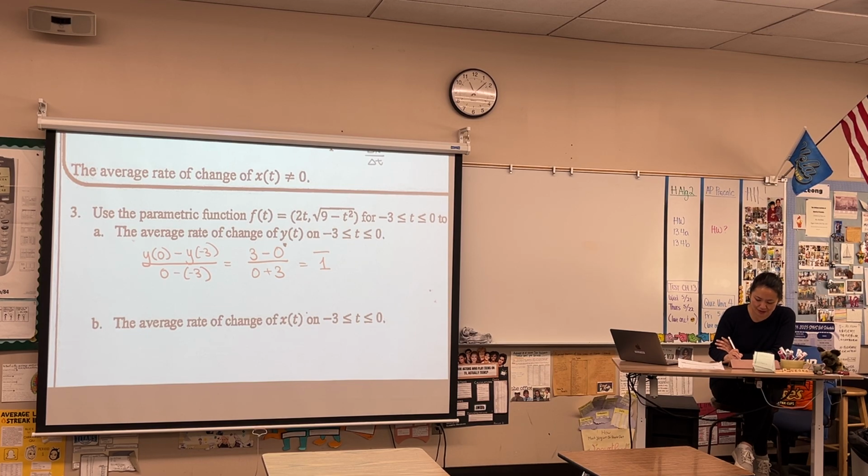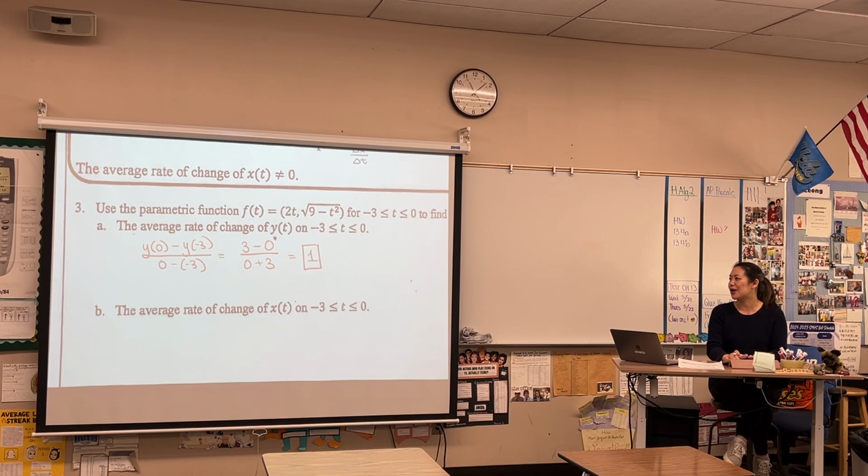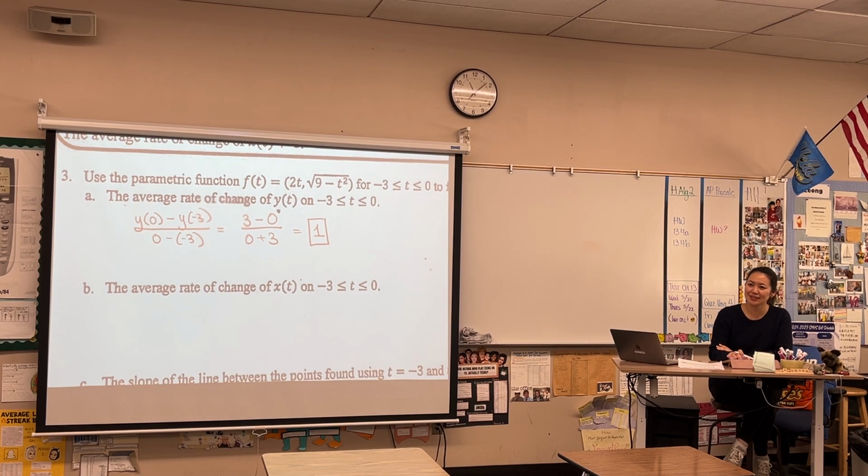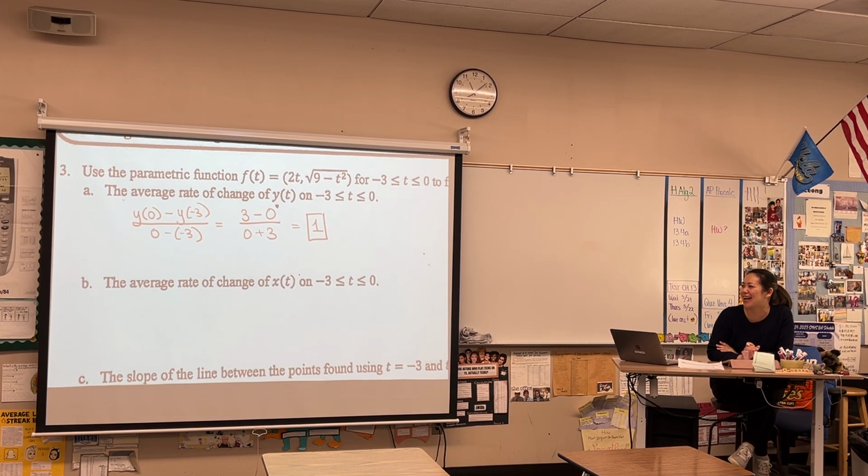Yeah, nice, that's it. So plugged in 0 into the function, you get root 9, which is 3. Plug in negative 3 into the function, that's root 0, so that's just 0. Nice, okay. So that's the average rate of change of just the y coordinate. Okay, let's go ahead and do the same thing for the x coordinate. Easton, give it a try. Do the same thing, just for x of t.